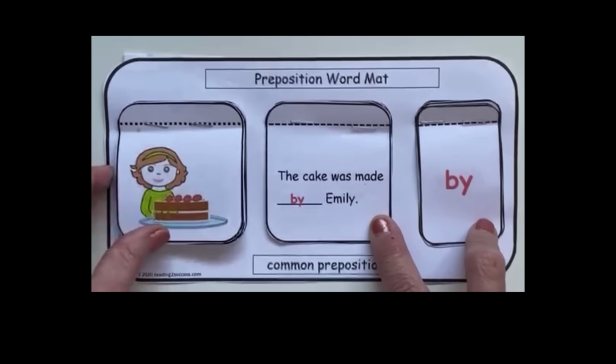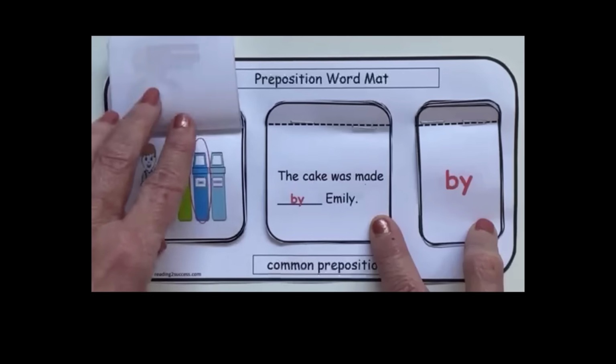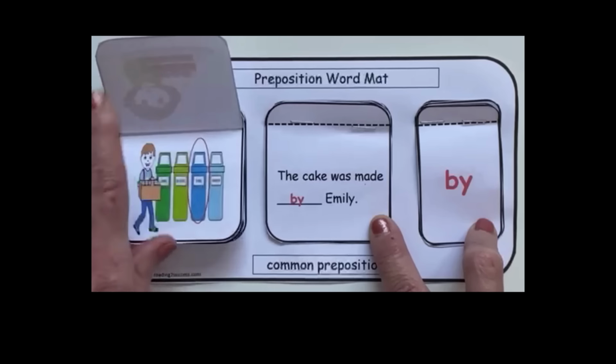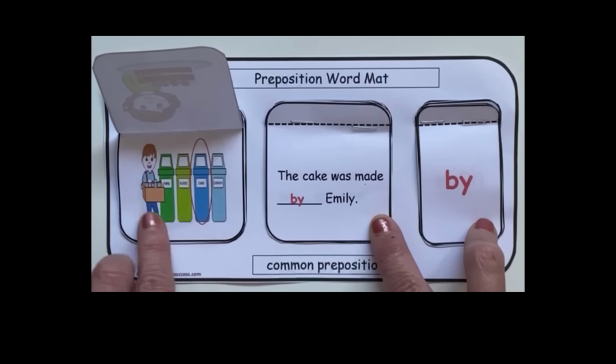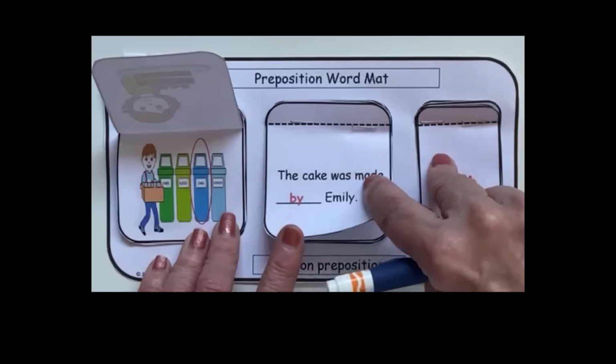All of the next ones are not going to be in the correct order to match. So kids have to flip through and find the correct one. Let's look at this. We see cans and a boy. Let's see which one would make sense.